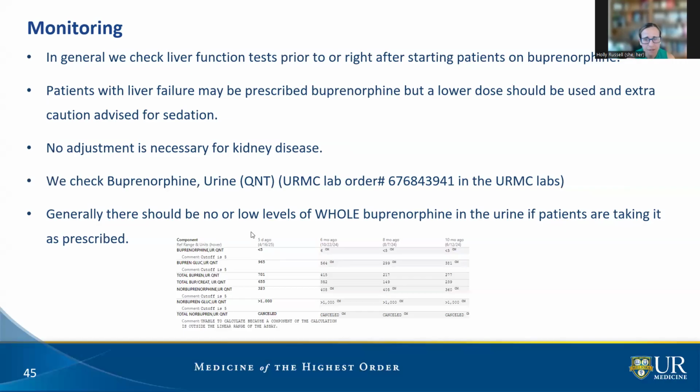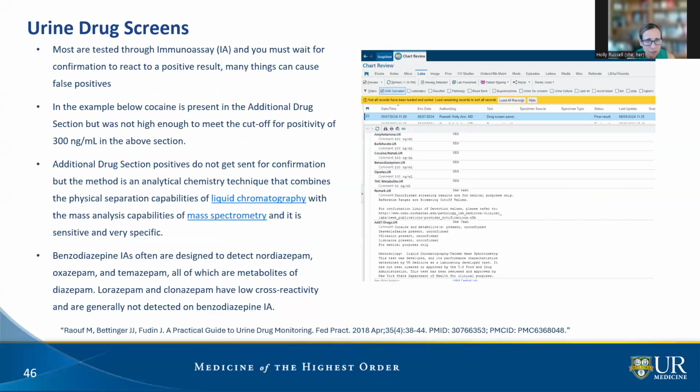The challenge is if you're doing a dip in the office for buprenorphine, there's no way to distinguish whole buprenorphine from the metabolites. And so it will just come up positive for buprenorphine and you can't distinguish. We check urine drug screens. Most tests are tested through immunoassay, and you have to wait for confirmation to react to a positive result because many things can cause false positives. So that's just a reminder, do not react without waiting for the confirmation.